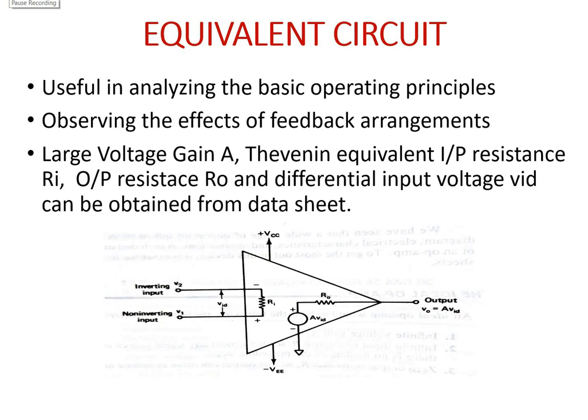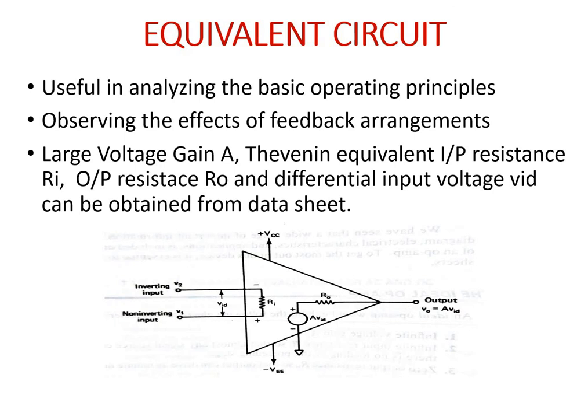We need an equivalent circuit to analyze the operational amplifier. It is useful in analyzing the basic operating principles. It is also used in observing the effect of feedback arrangements. Here you can see the Thevenin equivalent of operational amplifier.